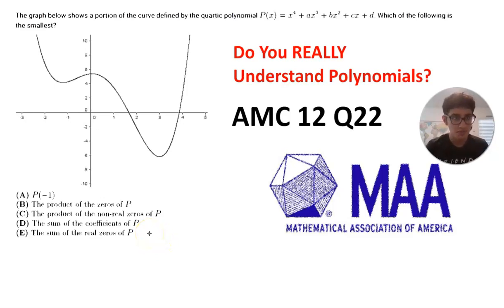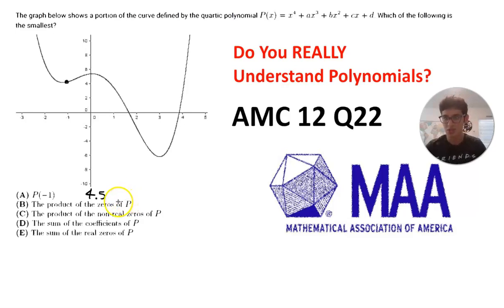All right, so let's start by seeing this very quickly. The graph below shows a portion of the curve defined with the quartic, and then yeah, that's a degree 4 quartic right there. Which of the following is the smallest? So we want to find the smallest of these. And let's start off with p of -1. That's pretty easy. P of -1 will just be this value right around here. So this is roughly like, it's what, 4, 6, 8. So maybe it's 4.5.